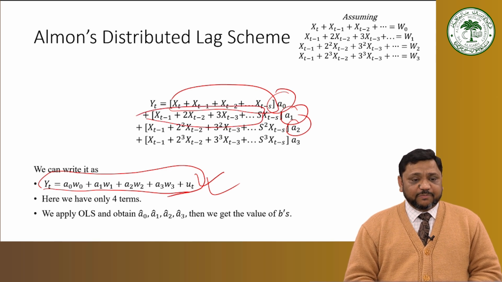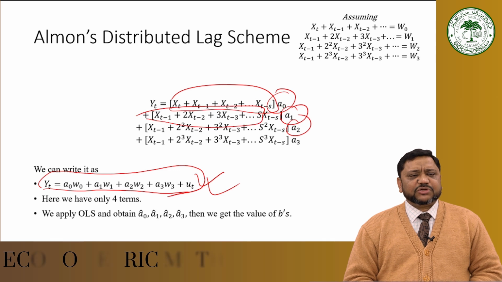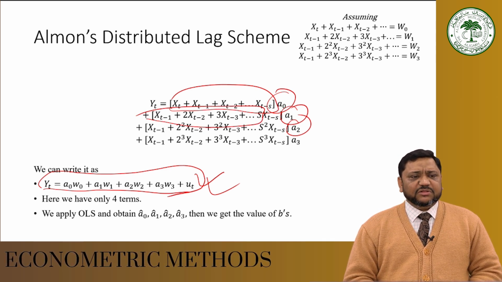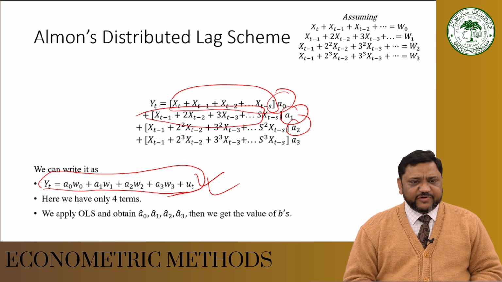So this is one of the most commonly used models, the Almon's distributed lag scheme, to deal with the lagged values.